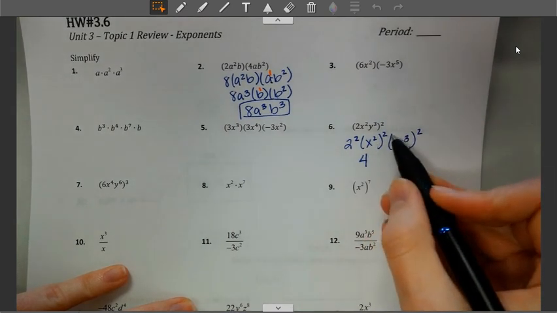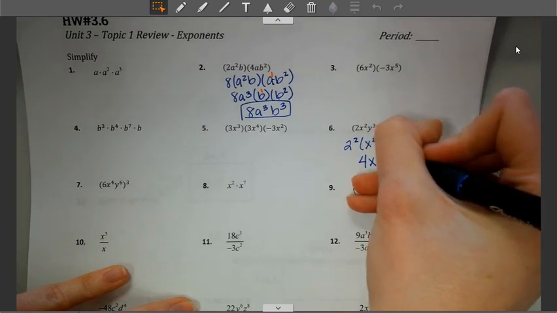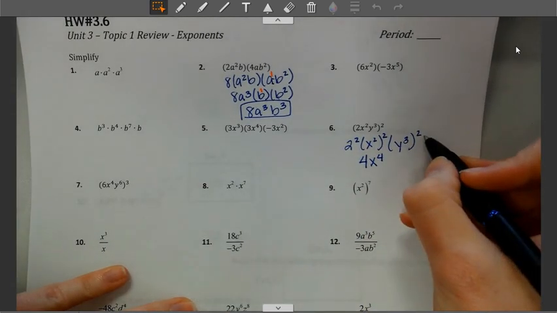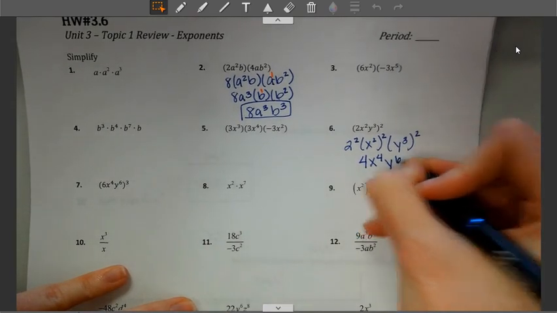X squared, this is raised to an exponent, so we're going to multiply. 2 times 2 is 4, so this is x to the fourth. Y cubed is raised to the exponent of 2, so 3 times 2, that will become 6, so this is y to the sixth.